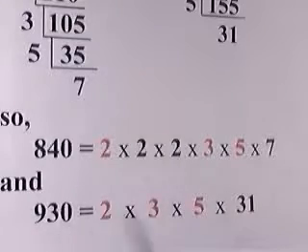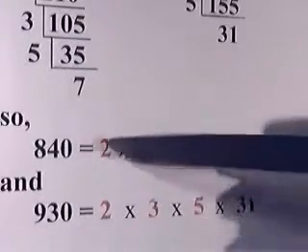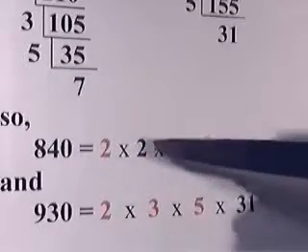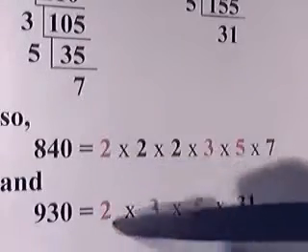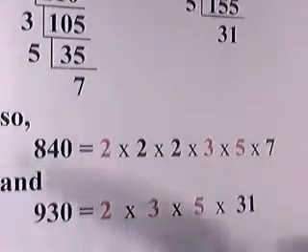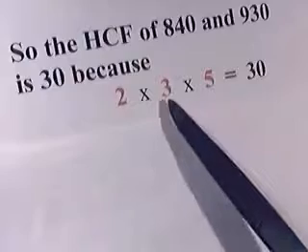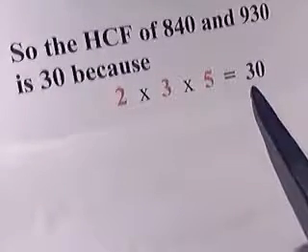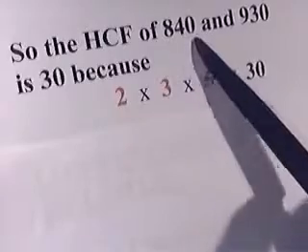To find the highest common factor of 840 and 930, you take these common ones once only and multiply them together. You can ignore this, this, this and this. Just look for the ones which are common. So you've got a common 2, a common 3 and a common 5, and take them once and multiply them together, so that the highest common factor is going to look like this. 2 times 3 times 5 is equal to 30. So 30 is the highest common factor of 840 and 930.